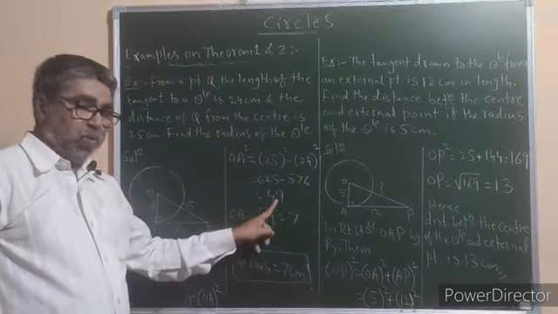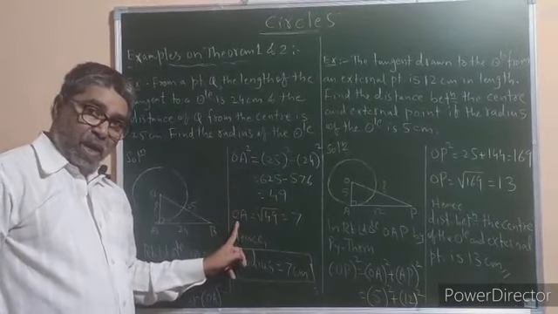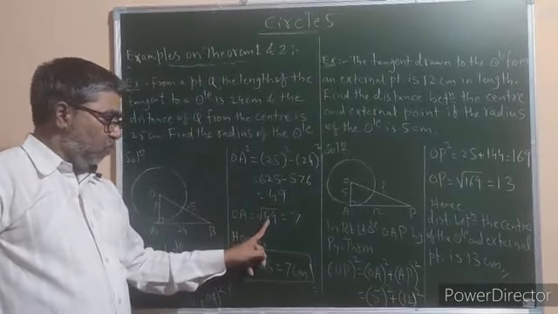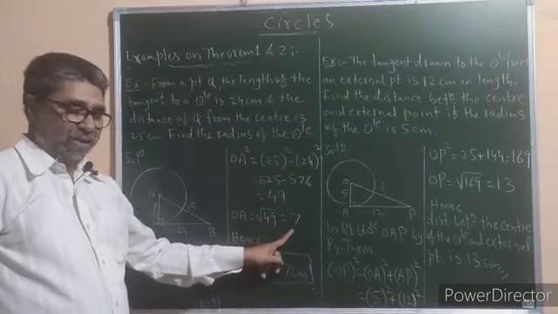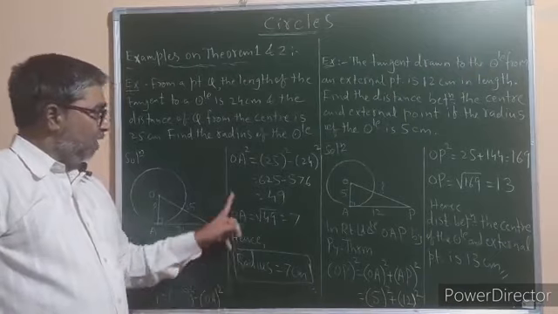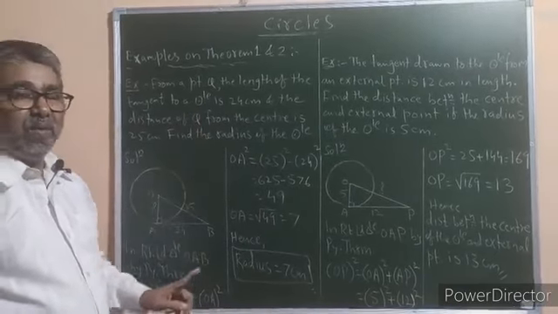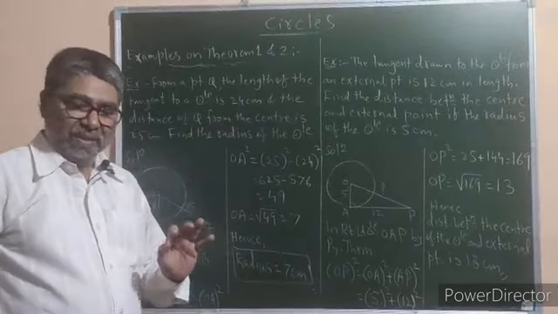OA square is equal to 49. Therefore, OA is nothing but the square root of 49, and you know 49 is a perfect square of 7. Hence, the radius of the circle in this particular example is 7 centimeter.